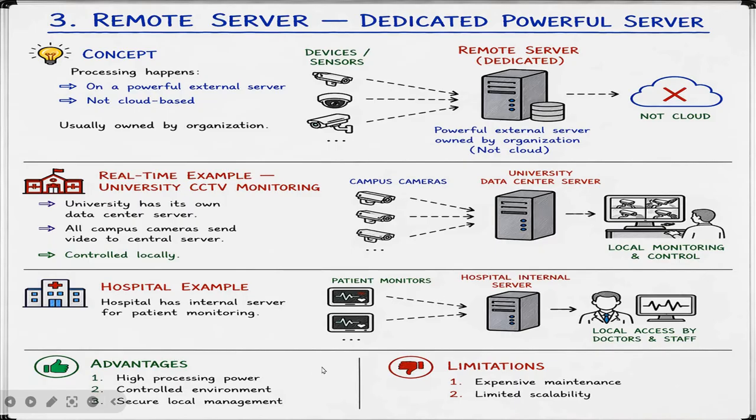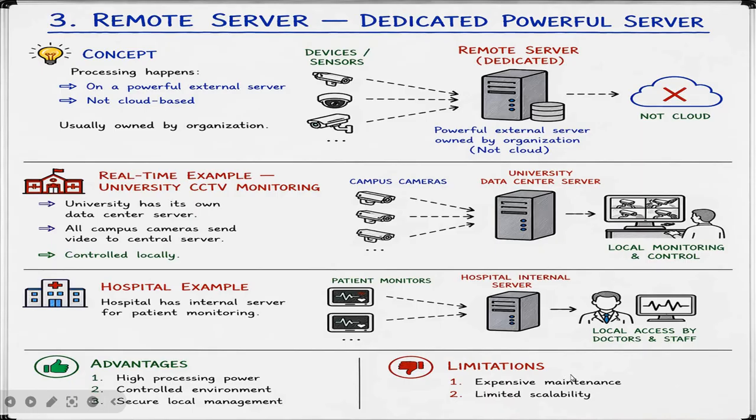Now, advantages are high processing power, where these servers are strong enough to handle large data and complex tasks, and it is better than the edge devices in performance. And second is a controlled environment, where the organization has full control over the hardware, software, and data, and there is no dependency on third-party services. Next is the secure local management, where the data stays within the organization, which improves the privacy and the security, and it is useful for sensitive information like health or surveillance data.